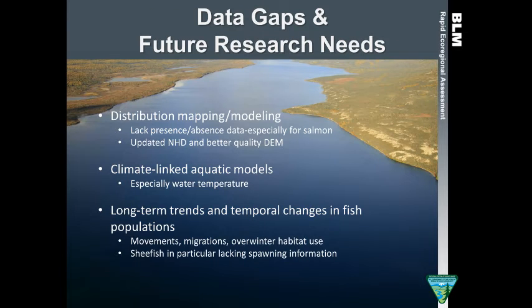So data gaps for the fine filters, we talked about this too, the lack of absence data. Certainly having some absence data would help us develop predictive modeling distribution for all of our fish species, updating the NHD, also better quality DEM, and then our climate-linked models and long-term trends and temporal changes in fish populations.